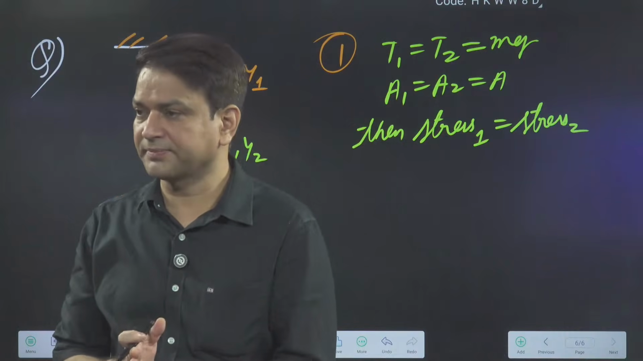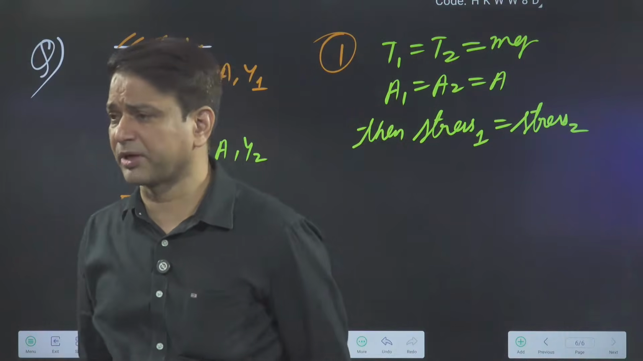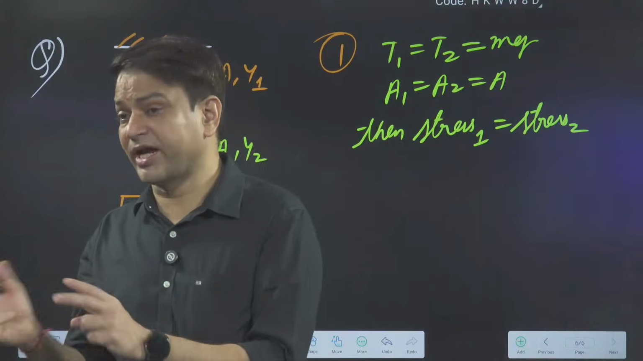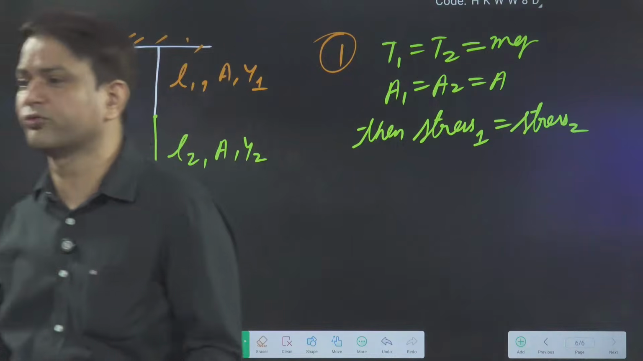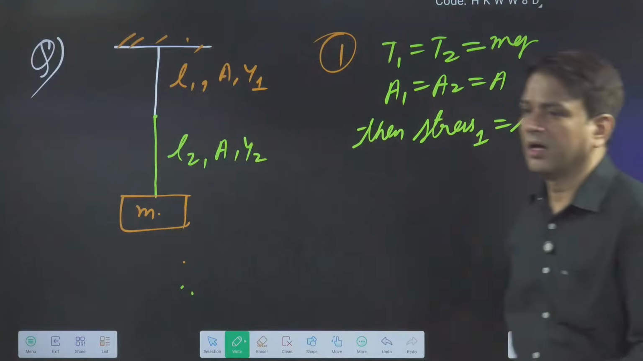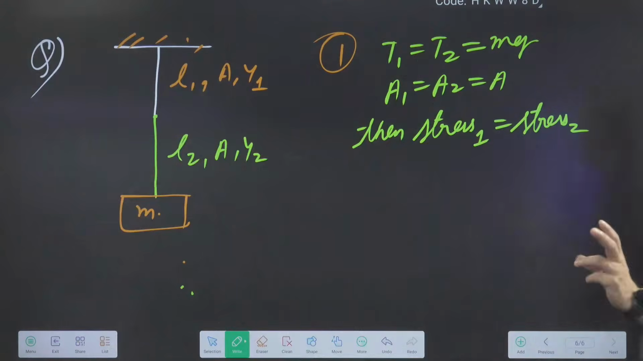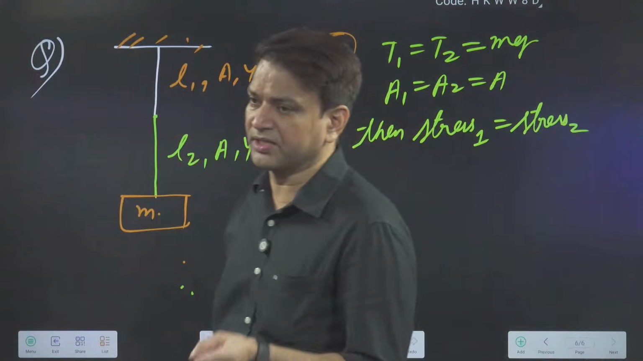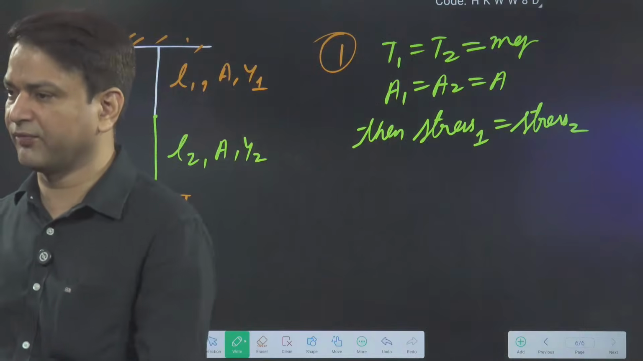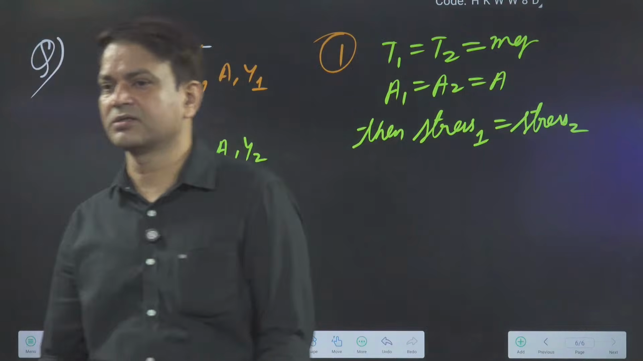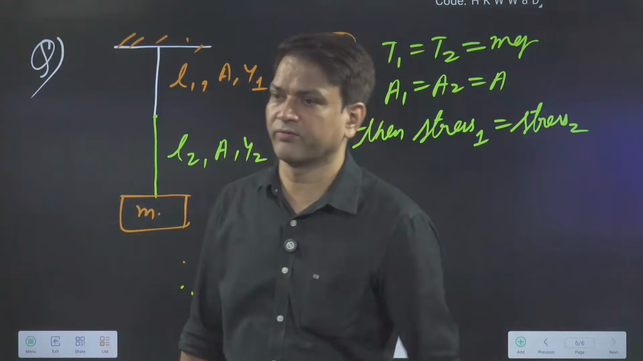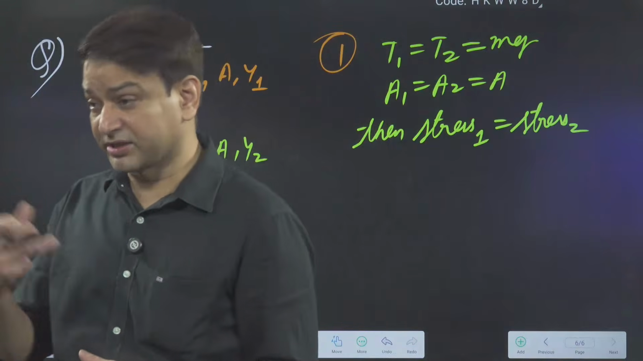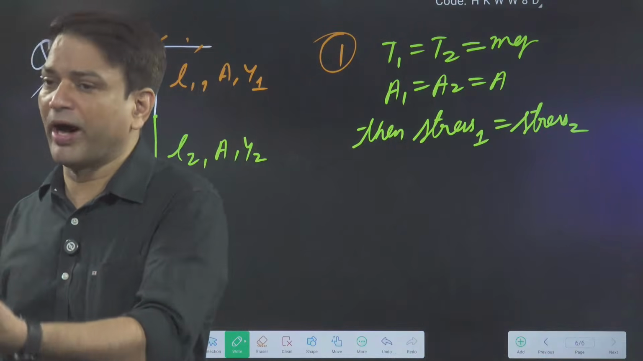Okay, now second thing. Now second option I am giving. First option: strain in both wires will be equal. Second option: strain in both wires will be different. Next problem I am asking, strain in both wires will be same or different? Tell fast. Different. Strain will be different because stress is equal to Y into strain.